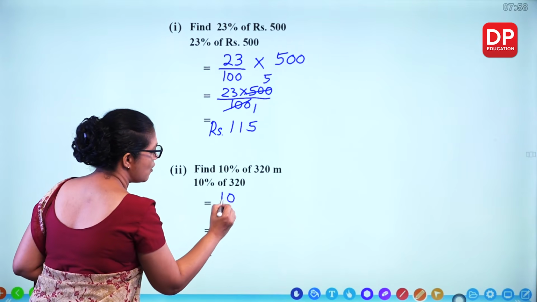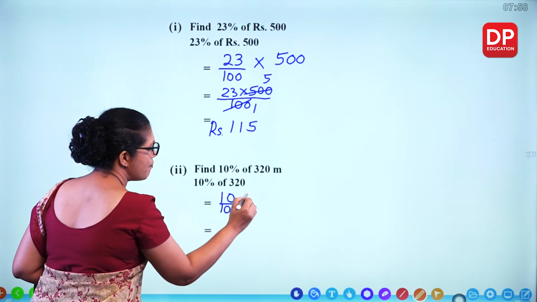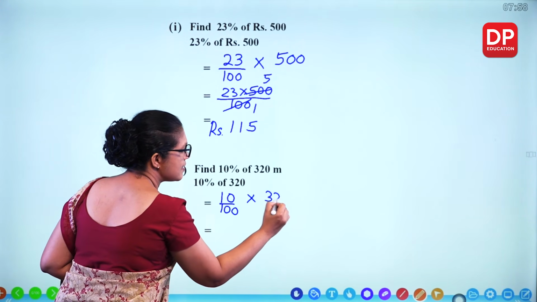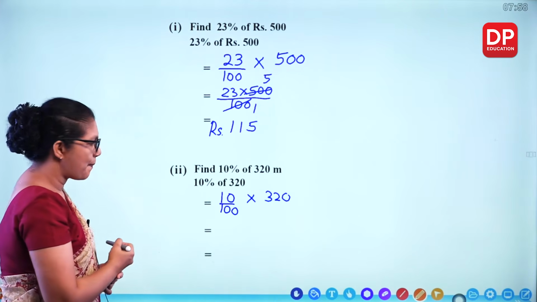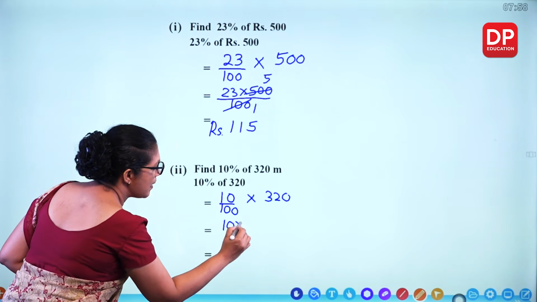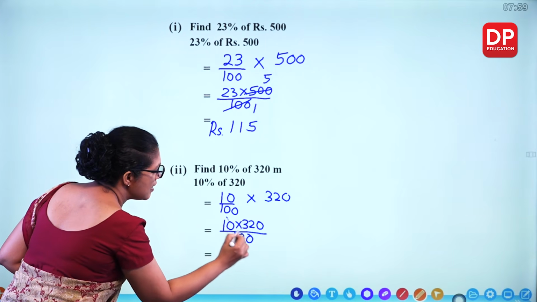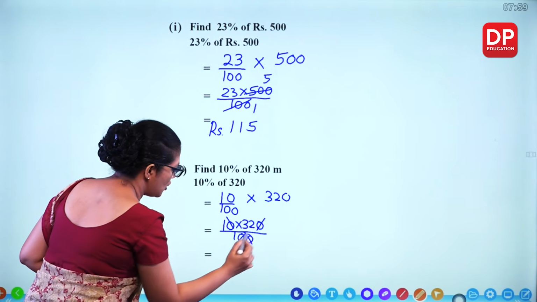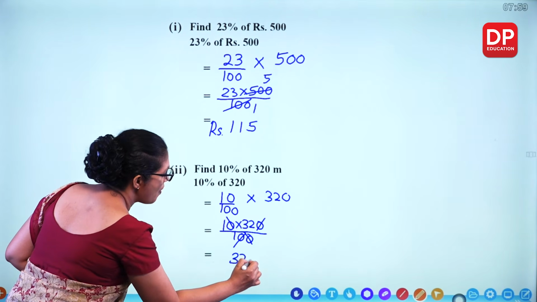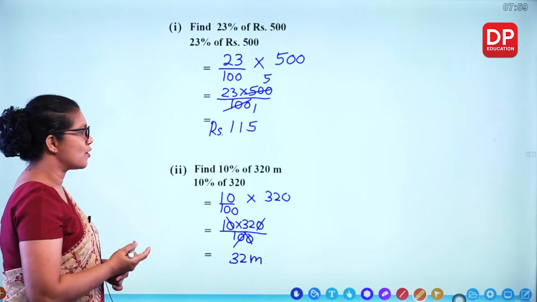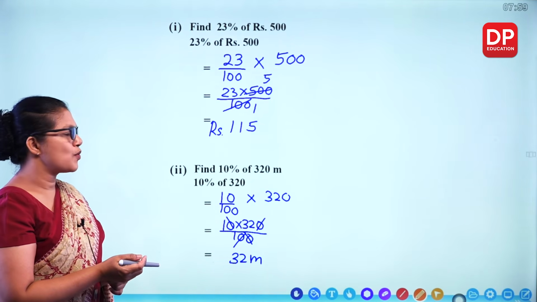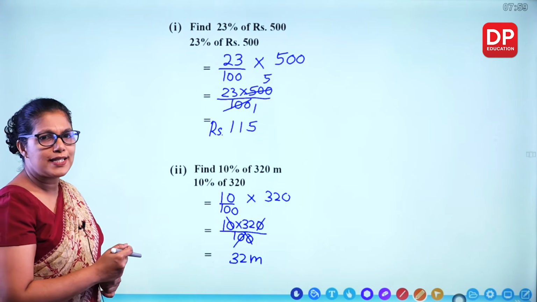What's the 10% of 320 meters? 10% means 10 over 100. Of means multiplication and this is 320. And multiply the numerator separately and divide by the denominator, you get 32. So 32 meters is the answer. So 10% of 320 means 32 meters.